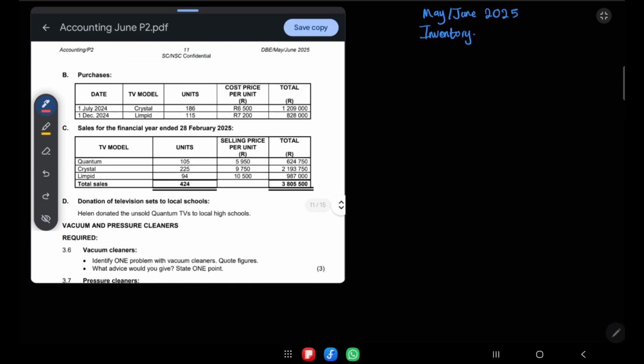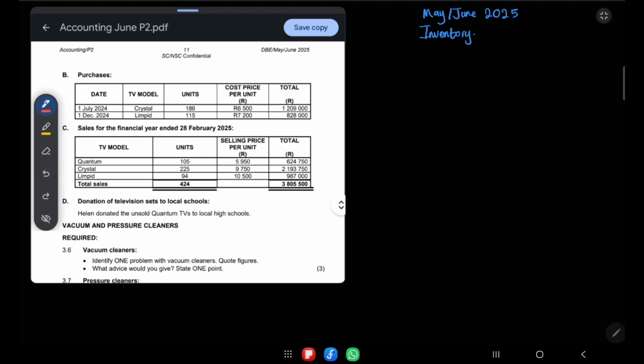Let's move to B. We have purchases. We have our date on the 1st of July 2024. We bought Crystal TV models, and we had 168 units, and the cost price per unit was 6,500. Then the total is 1.2 million. So let's say 186 times 6,500. It gives us 1,209,000. Let's move to Limpid. We had 115 units times 7,200, which gives us 828,000. Okay, this table makes sense. The purchases, they only purchased Crystal and Limpid.